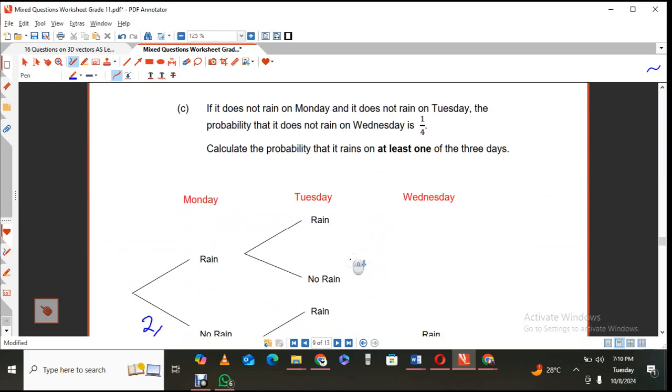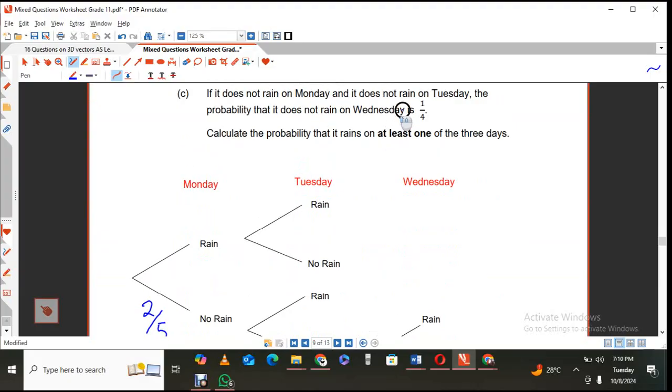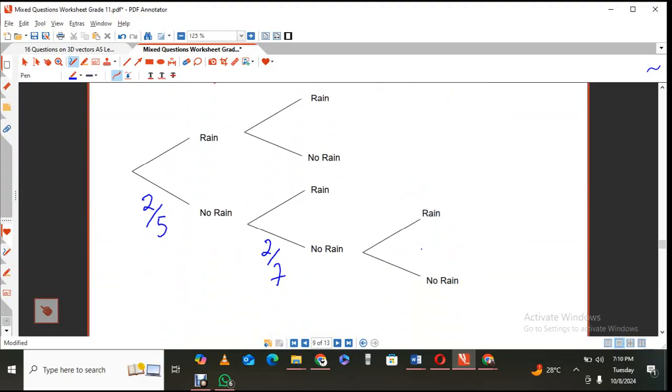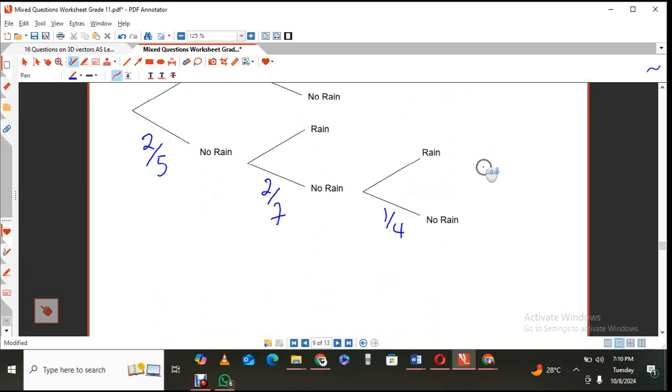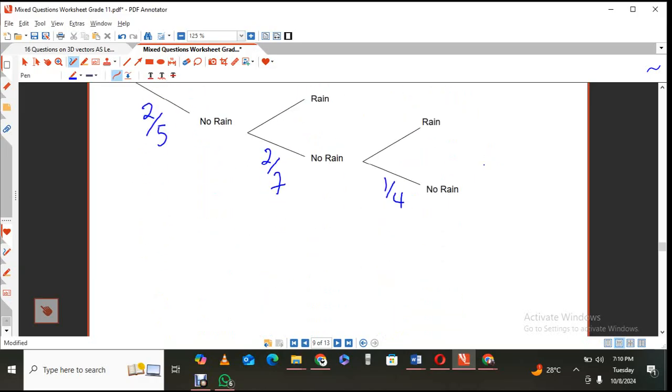And then the question continues to say the probability that it does not rain on Wednesday is 1/4. So I brought in Wednesday. So Wednesday, 1/4. It will be here, no rain. Okay. So the instruction says, calculate the probability that it rains on at least one of the 3 days. So there's a reason why we are going to do this. Firstly, we're going to find the probability that it does not rain at all on the 3 days. That's the first thing we're going to get.